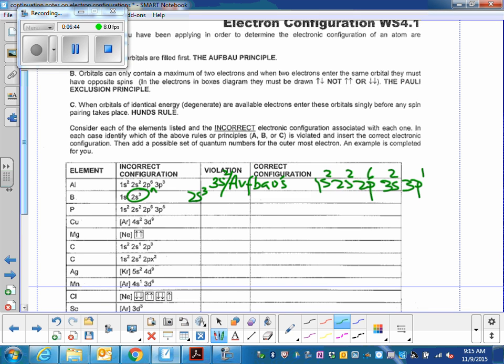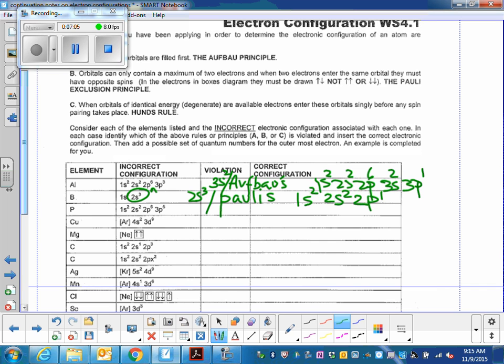Pauli's exclusion principle, which states that only 2 electrons can reside in an orbital and they should have opposite spins. Is that right? So the correct electron configuration will be 1s2, 2s2, 2p1.